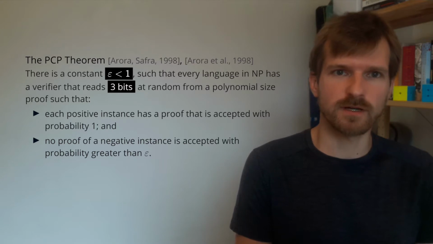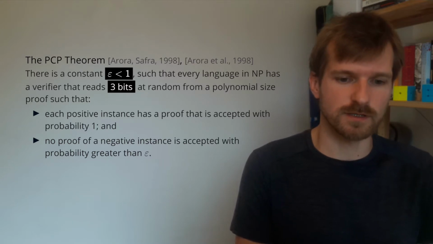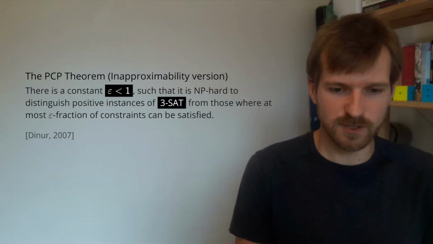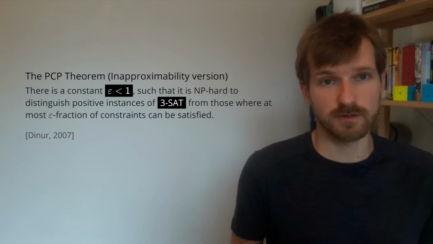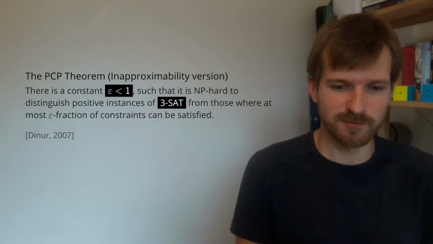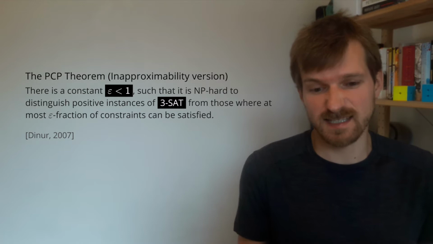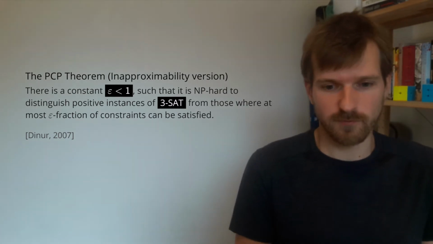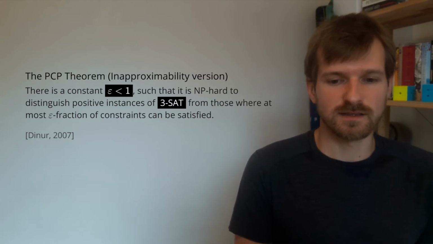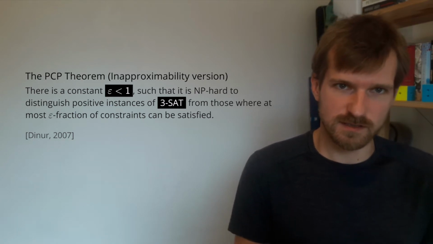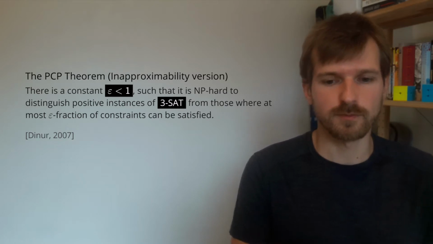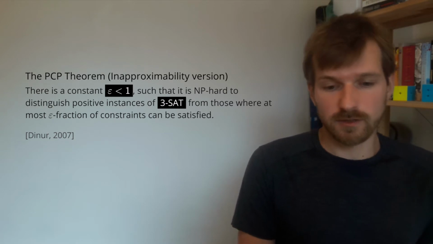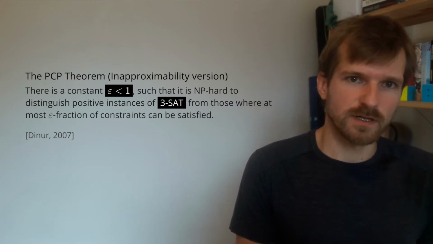I actually somehow prefer the second way, which refers to approximation of the constraint satisfaction problem. So this inapproximability version is equivalent to the first one. It says that there exists a positive epsilon bounded from 1 again, such that it is NP-hard to distinguish positive instances of 3-SAT from those where only an epsilon fraction of constraints can be satisfied. I took this phrasing from the paper of Dinur.